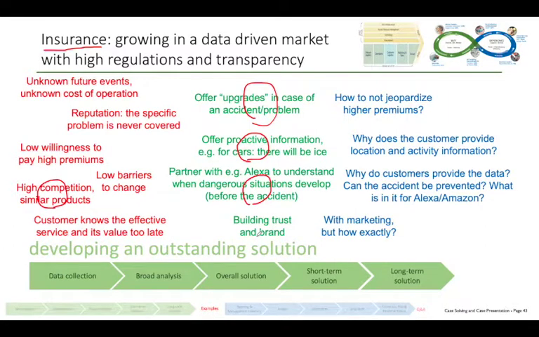Last but not least, we could try to simply build trust and build brand. Again, that's something that every insurance company tries to do. So that's rather a short-term question. Again, of course, there are long-term aspects to it, but we must explain short-term with which marketing messages, which channels, how exactly we can build trust for which customer segment.